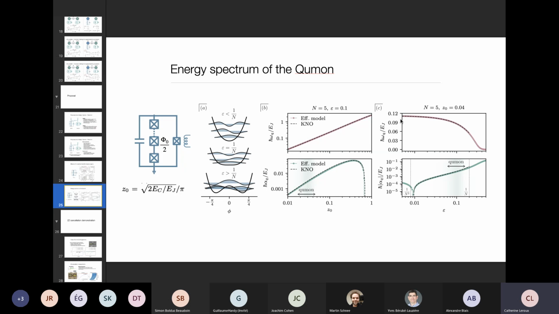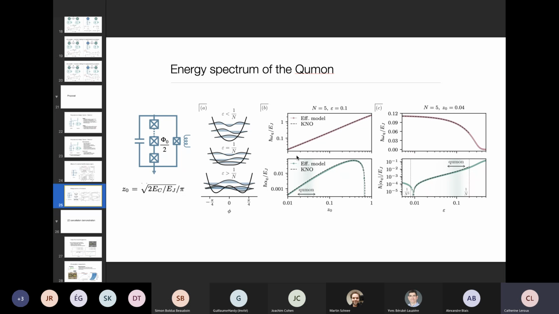What we do next is we freeze this ratio at roughly 1 over 2n. In our case, this means epsilon equals 0.1. And we will look at what happens against the reduced impedance Z0. This reduced impedance is related to zero-point fluctuations in our circuit. And like for an oscillator model, we want the zero-point fluctuations to be very small. These zero-point fluctuations are related to the ratio between EC and EJ, EC being the capacitive energy and EJ the inductive energy.